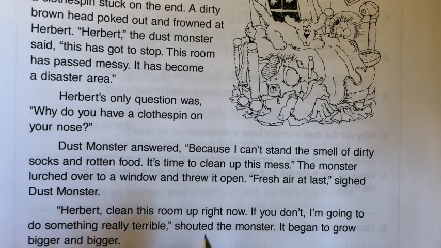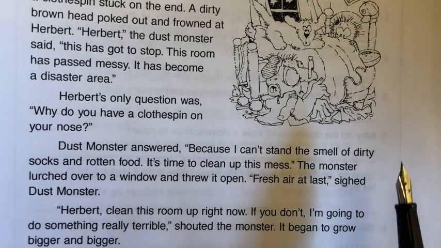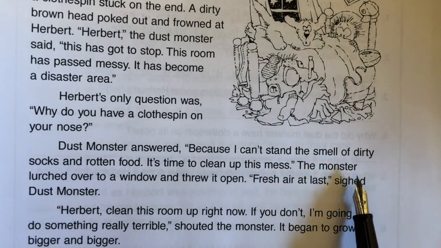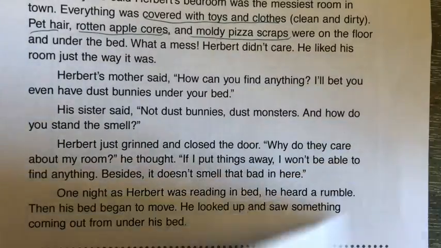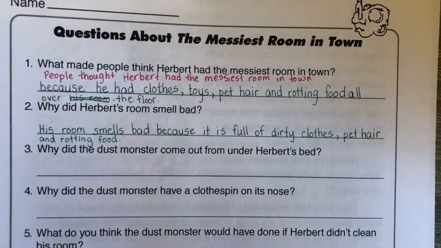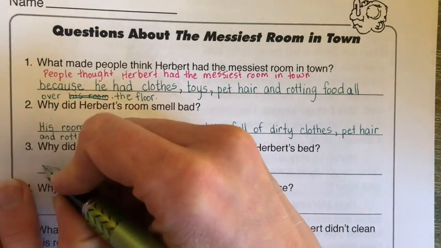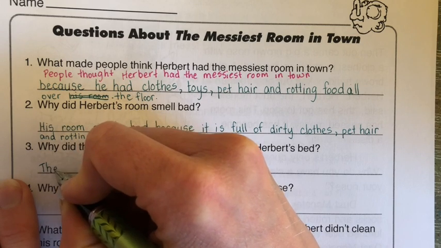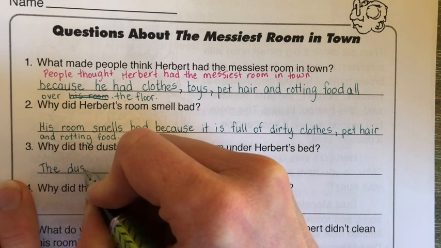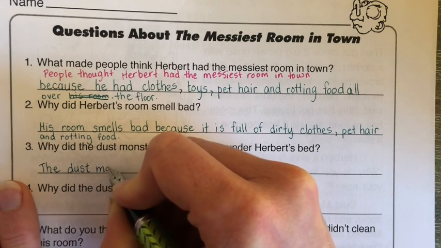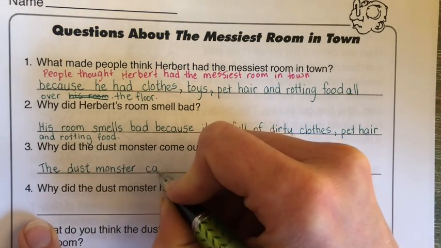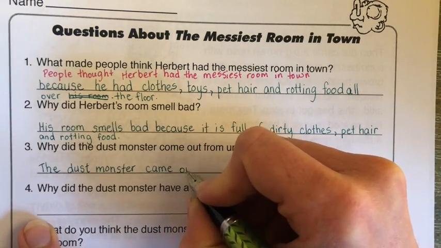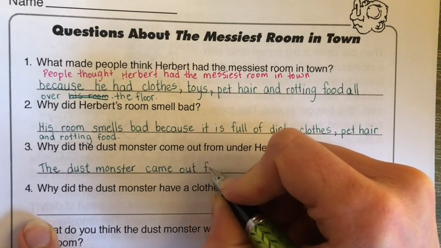So the dust monster didn't say, I came out from under your bed to tell you, but what the dust monster is saying to us, or saying to Herbert, is the room is so stinky and so dirty that he can't handle it anymore. So he came out to ask Herbert to clean up the room. Okay, the dust monster came out to ask Herbert to clean up the room. The dust monster came out from the bed, from under the bed.